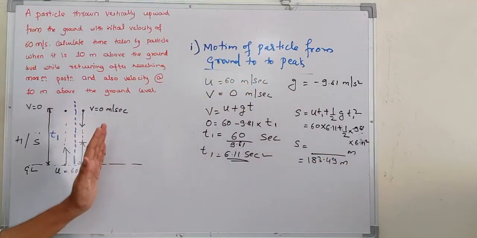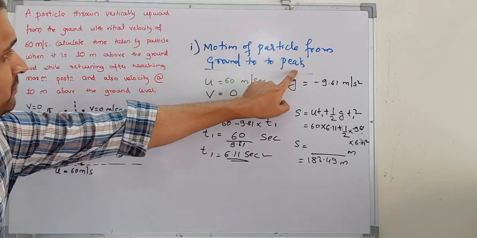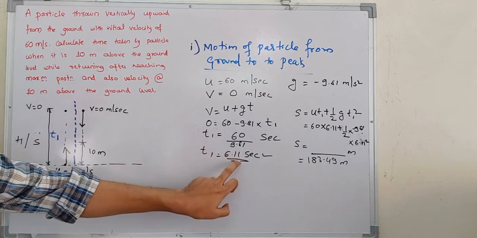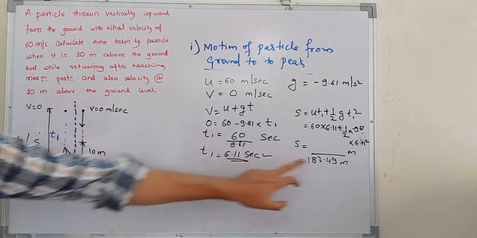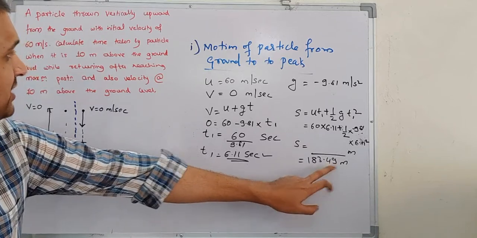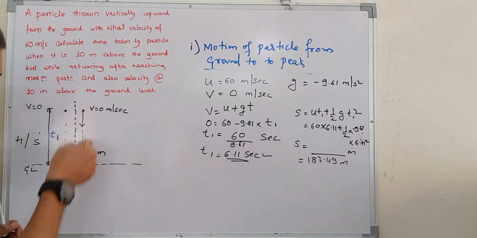So now what we have done is taken the motion of the particle from ground to peak, which takes 6.11 seconds, and the distance traveled is 183.49 meters. So now the next portion. The next portion is from peak to ground.